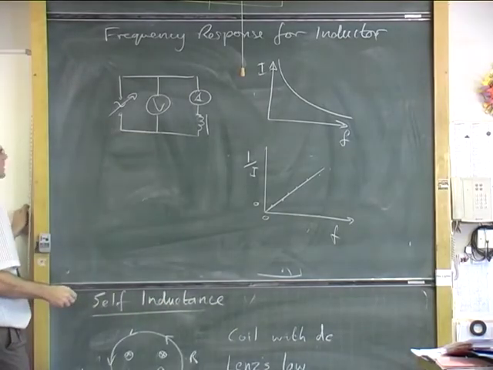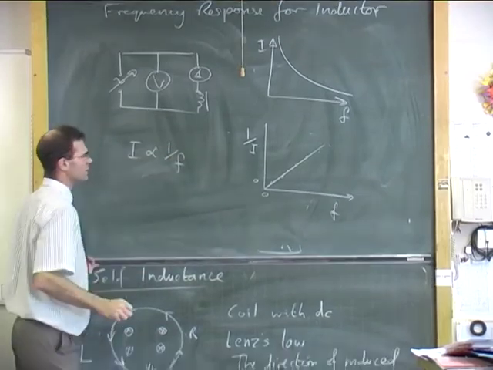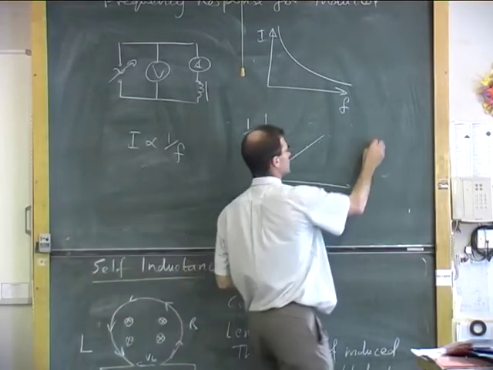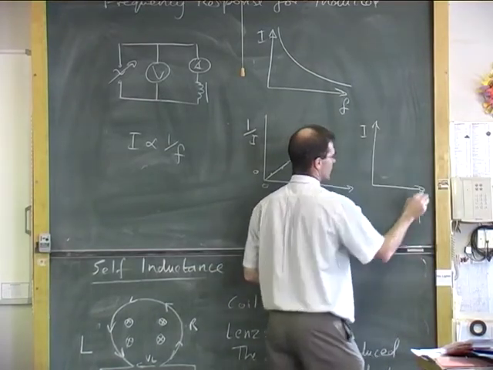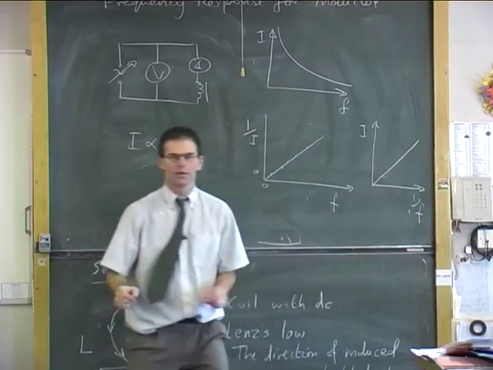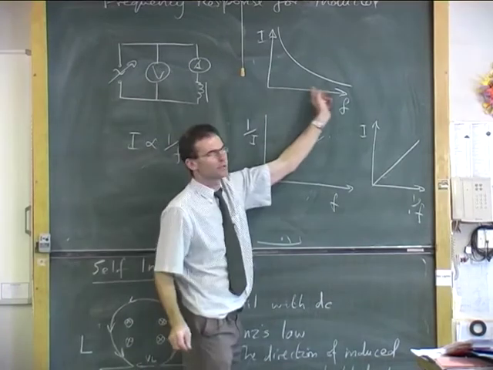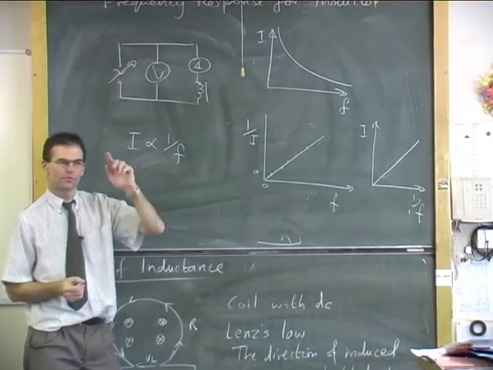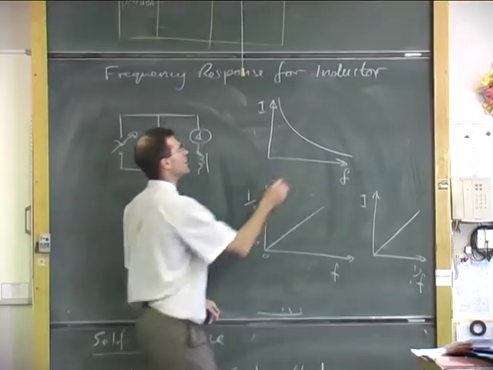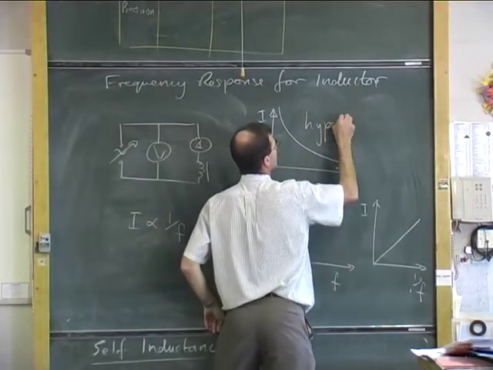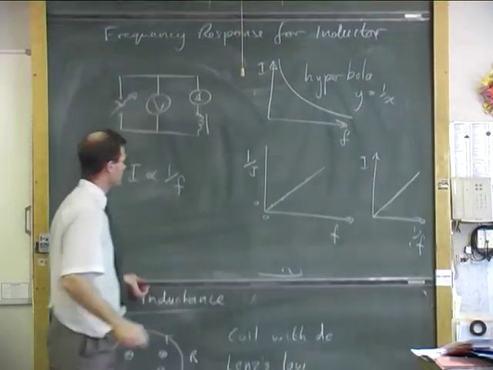So in general, the current is proportional to 1 over the frequency, because you get the same shape graph if you were to plot 1 over f with current like that. That would be a straight line graph through the origin. So we've got an inverse relationship. That's why, mathematically, what would you call that curve that you were getting if you plot a current against frequency? Yeah, so that would be a hyperbola, graph of y equals 1 over x.